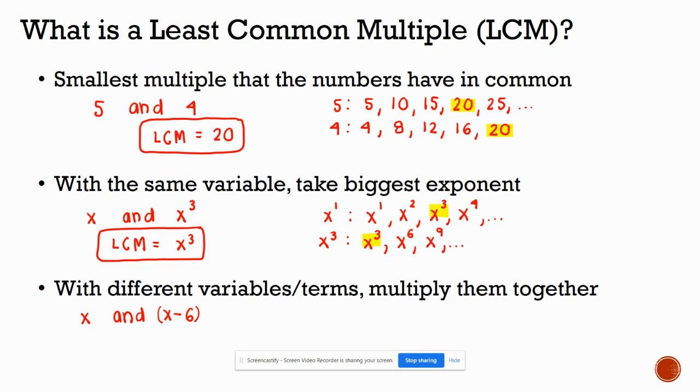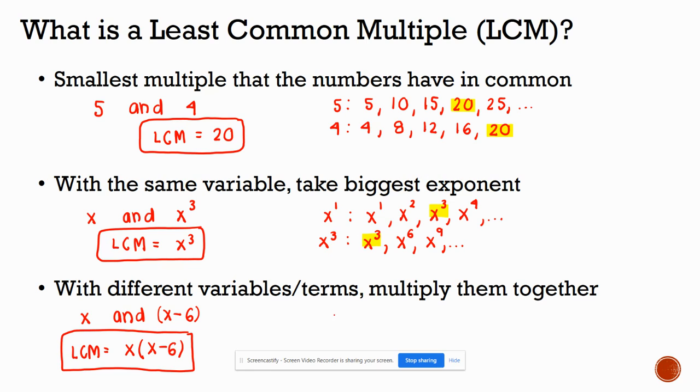So like it states, what we do to find the least common multiple is we just multiply them together. So x times x minus 6. Now I'm not going to distribute. I'm going to leave it like that, as multiplication. This would be my least common multiple.